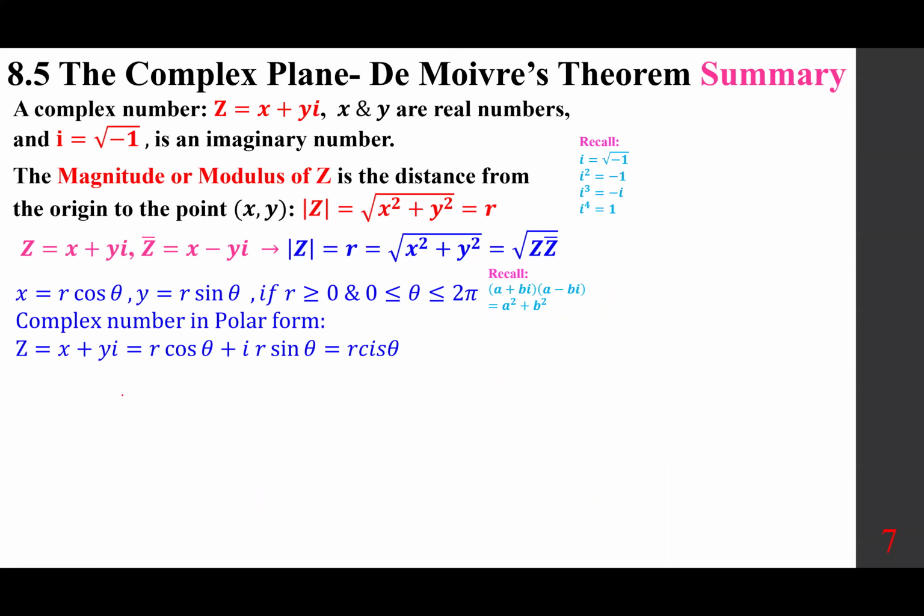x equals r cosine theta, y equals r sine theta, just like the polar form. If r is greater than or equal to 0, theta is between 0 and 2 pi. A complex number in the format x plus yi is called the standard form or rectangular form. r cosine theta plus i r sine theta is the polar form. Now, the shorthand notation is r cis theta, because c stands for cosine, i is i, and s stands for sine.